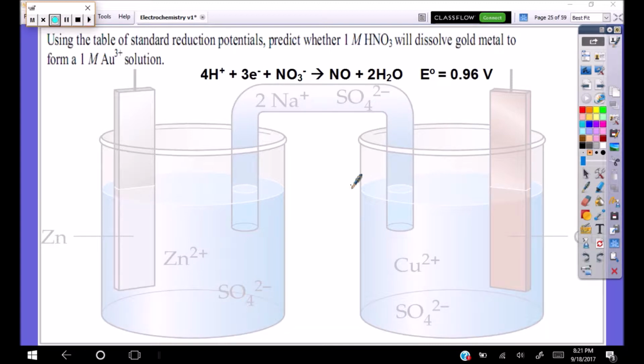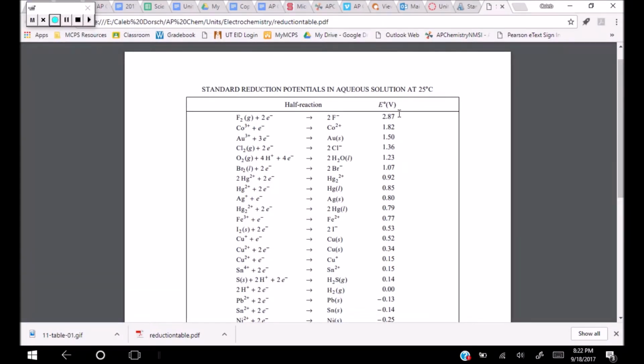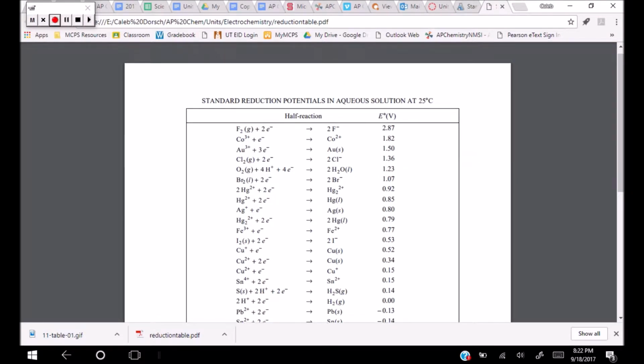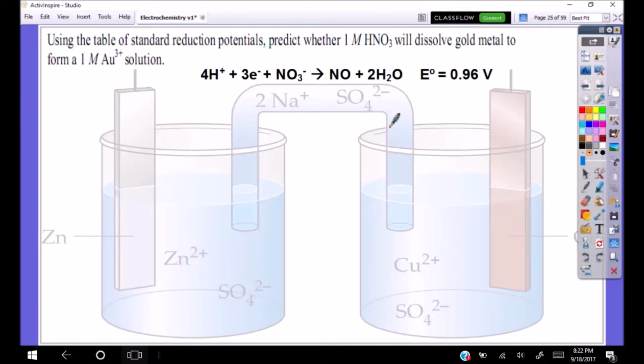So I took the liberty of already looking up one of the half reactions. It's not one that you would find on your table. So we have 4H plus, 3 electrons, plus the nitrate ion gives us NO plus 2 waters, and that has a positive potential of 0.96 volts. The other one we need to figure out is the process of gold becoming gold 3+. Let's go back to our reduction potential. It's actually this third one here. It says Au3 plus 3 electrons gives us gold, and it has a cell potential of 1.50. So we write that here.